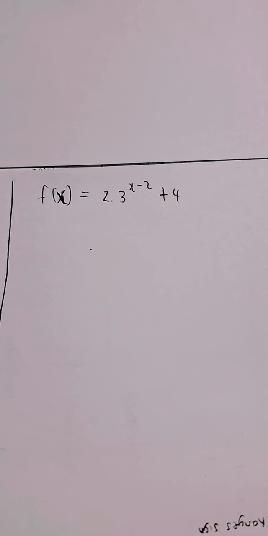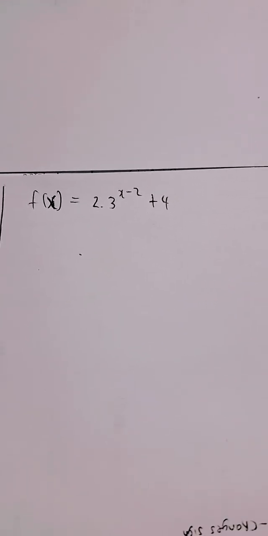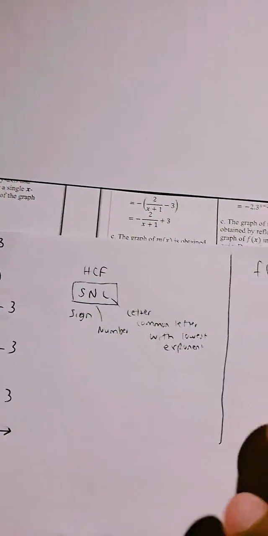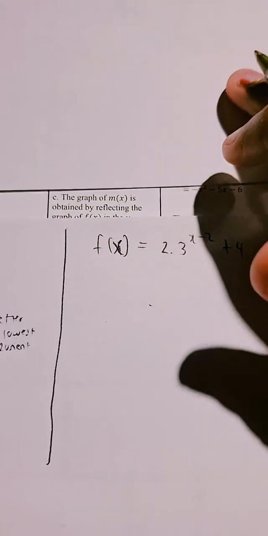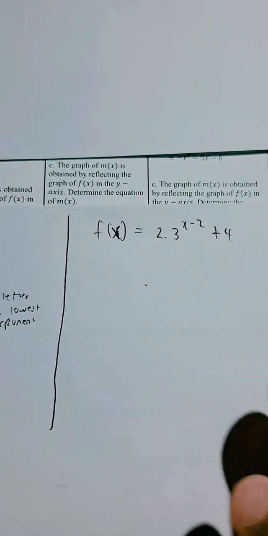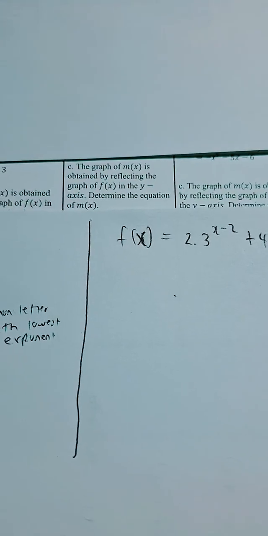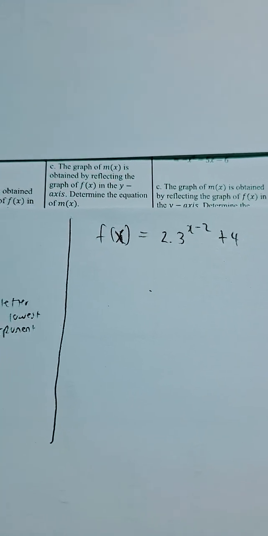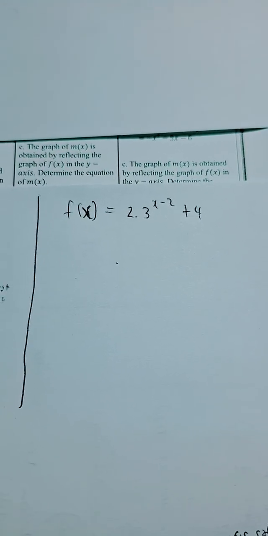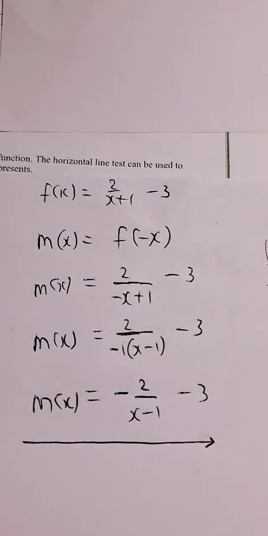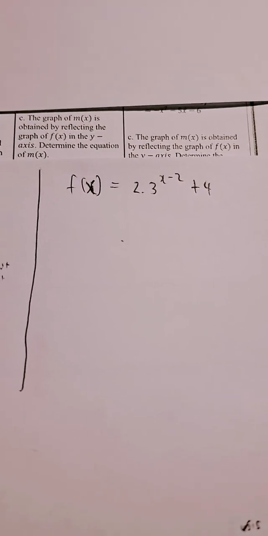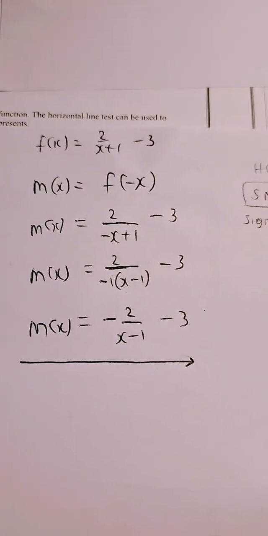f of x is equal to 2 times 3 to the power x minus 2, plus 4. They're saying the graph of m of x is obtained by reflecting the graph of f of x in the y-axis. Determine the equation of m of x. Once again, where are we reflecting? In the y-axis, for the exponential function. Are we doing anything different from what we did before? Not really. It's just that we have an exponential function. Otherwise, the application of the concept is the same.